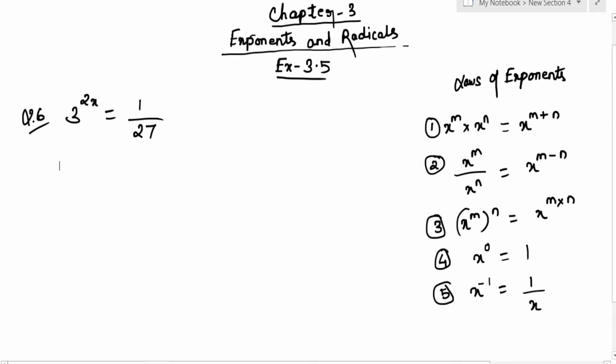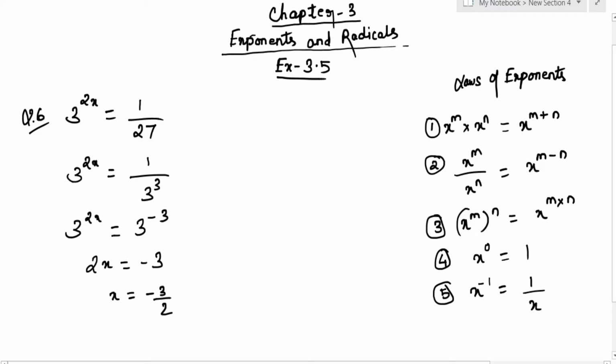Now next is 3 to the power 2x equals to 1 upon 27. So 27 we know that it is the cube of 3. 3 3s are 9, 9 3s are 27. We will do the reciprocal and 1 by 3 to the power 3 will become 3 to the power minus 3. Now base are same, so the power will be equal. 2x equals to minus 3. So the value of x will be minus 3 by 2.